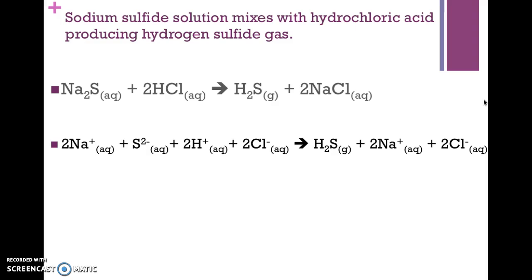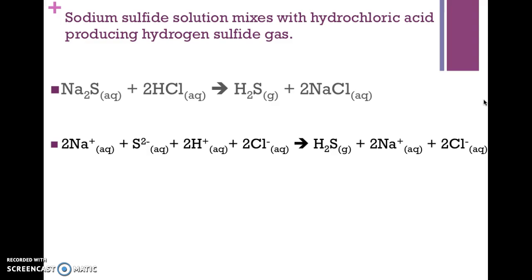So the next step is to write out the complete ionic equation. So we'd have sodium separated from sulfur because they're both aqueous. Then we'd have hydrogen separated from chlorine because they're both aqueous, forming hydrogen sulfide gas, and that's brought together as a gas, so we would not separate that out, but the sodium and the chlorine are still aqueous.